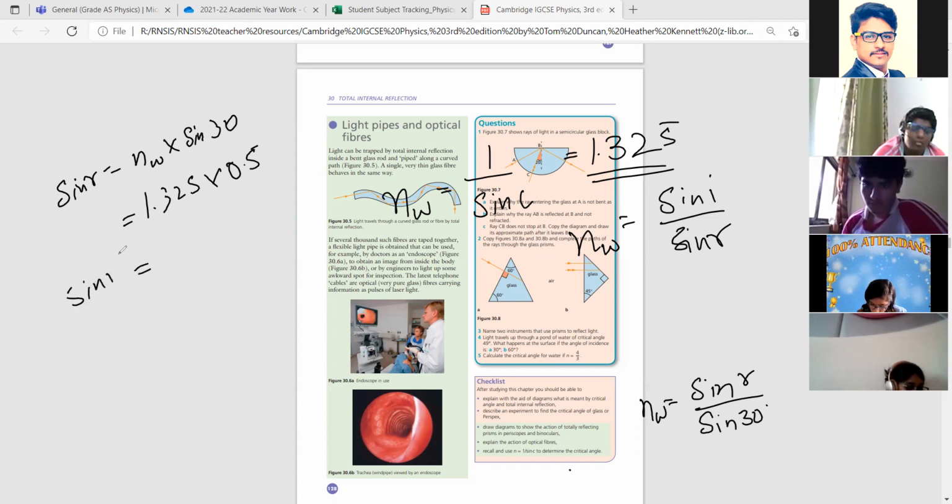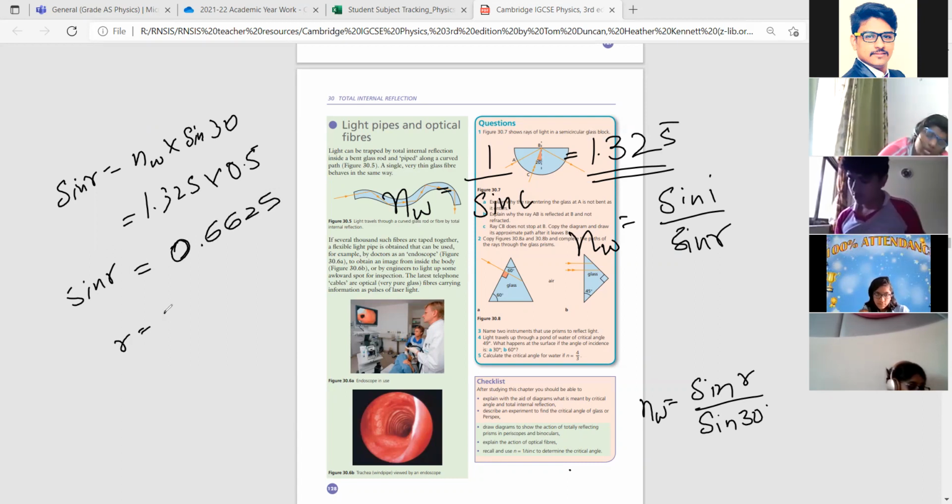Sine of R is equal to 0.6625. Is it 0.6625? Yes, sir. It's 0.6625.